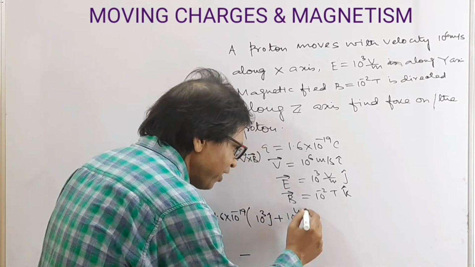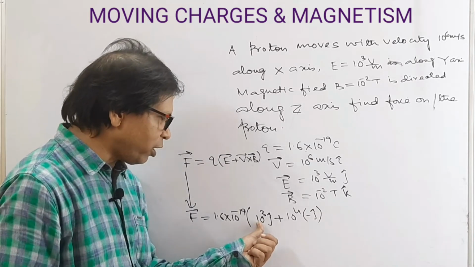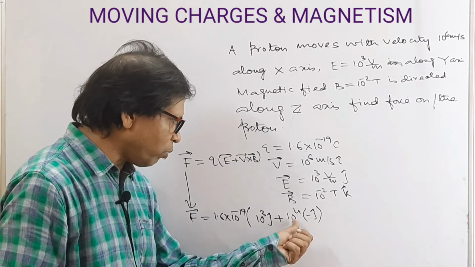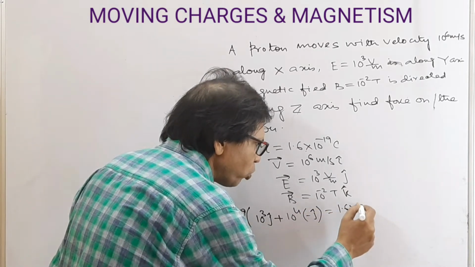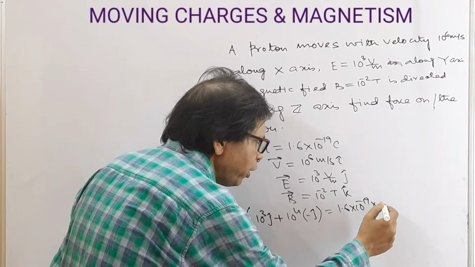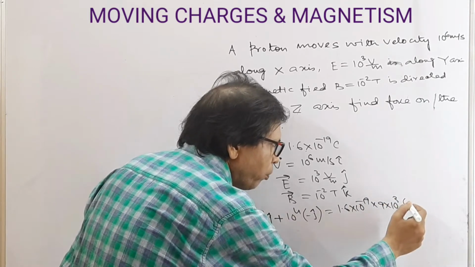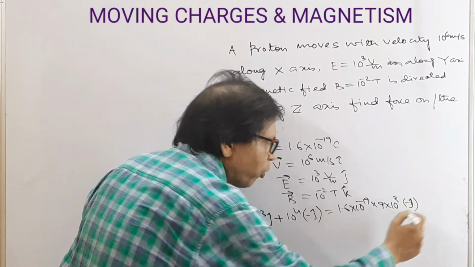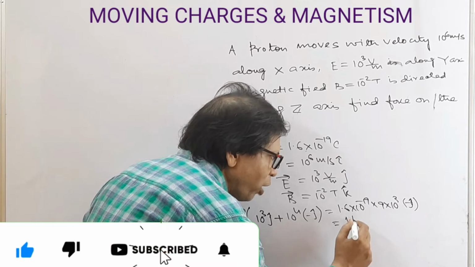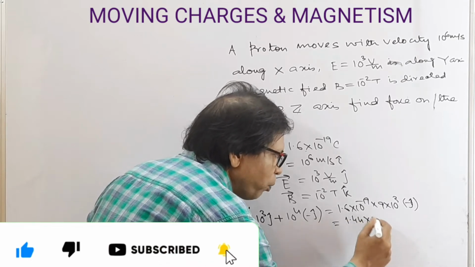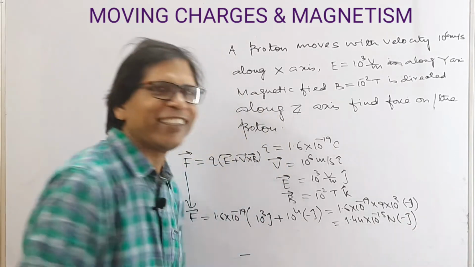So this is minus j. Now this is 10 to the power 3 and this is 10 to the power 4. So this is 1.6 into 10 to the power minus 19 into 9 into 10 to the power 3 minus j cap. The net force is 1.44 into 10 to the power minus 15 Newton along the negative y-axis.